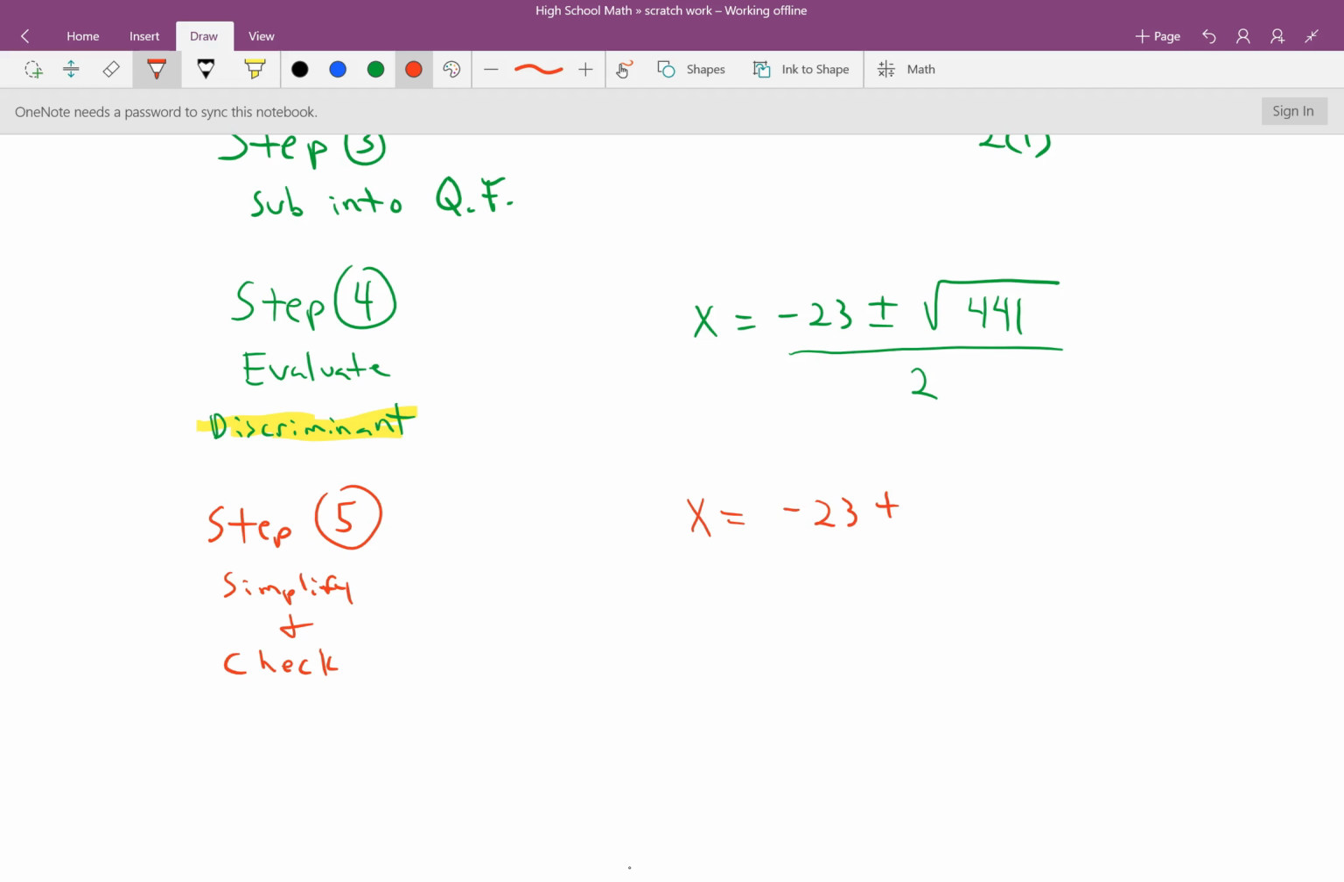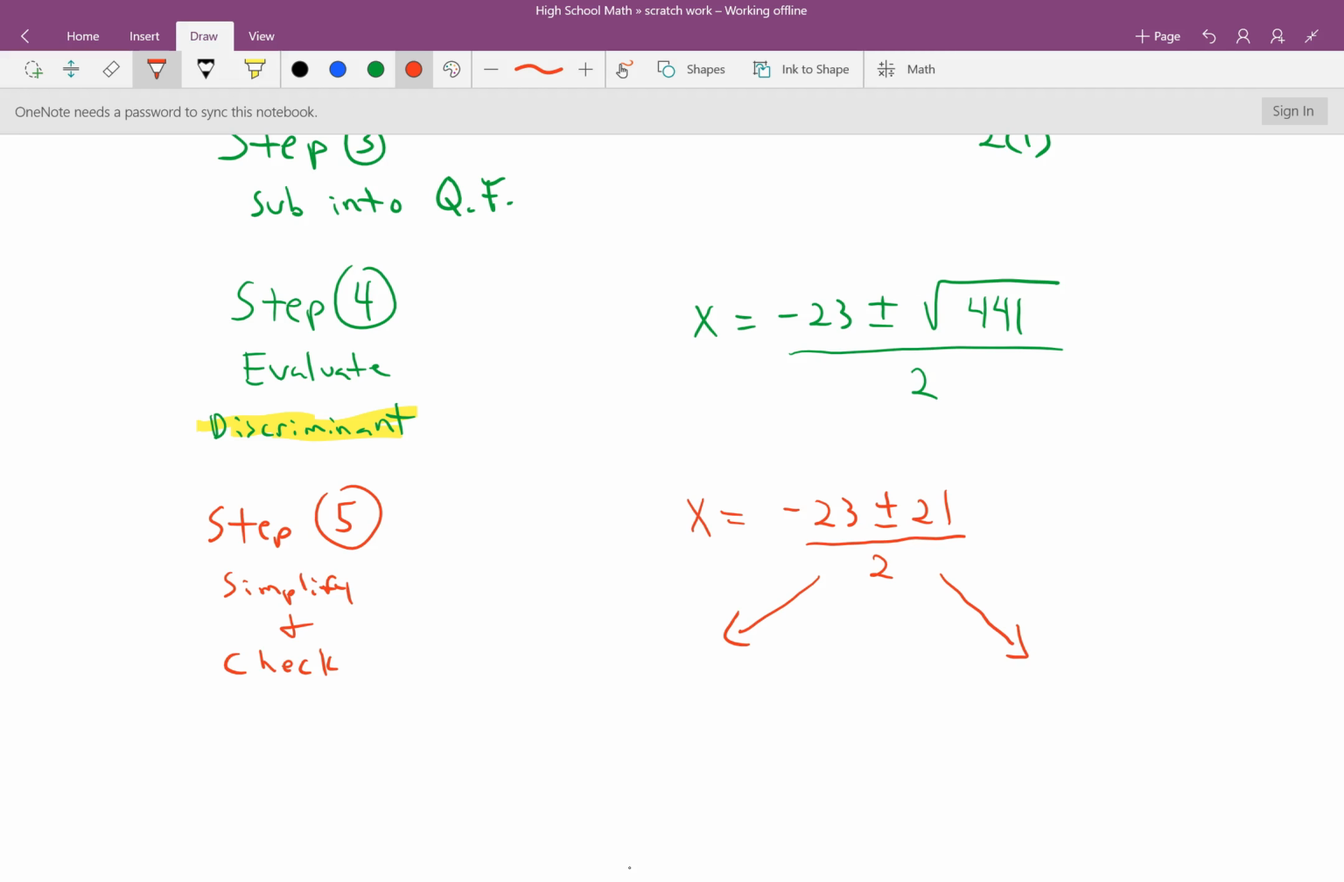Negative 23 plus and minus 21 over 2. This is 2 different numbers, but we knew that in the beginning. In general, when we have a quadratic, it's squared, so we're going to have 2 solutions. In general, if you have a polynomial, the leading power, there will be that many solutions. There's a little more of that story later on, but for right now, that's good enough for us.